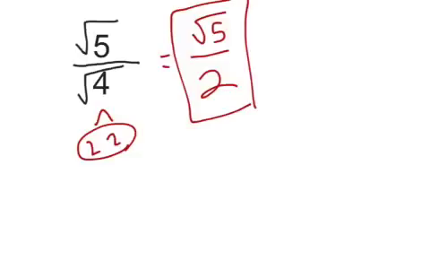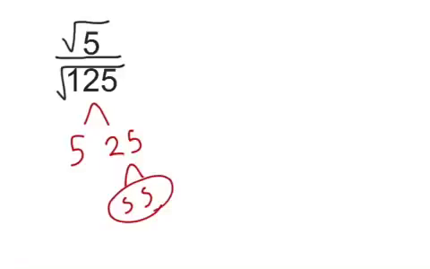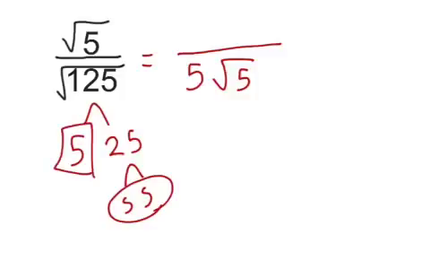Okay? Moving on. Now this one, I can break this down more. It's not a perfect square. And this breaks down to 5 times 25. 25 breaks down to 5 and 5. Do I have a pair? Yes, 5s. So they make it out of the house. 5 root 5 on the bottom, because this guy's staying in the house. And on top I just have root 5.